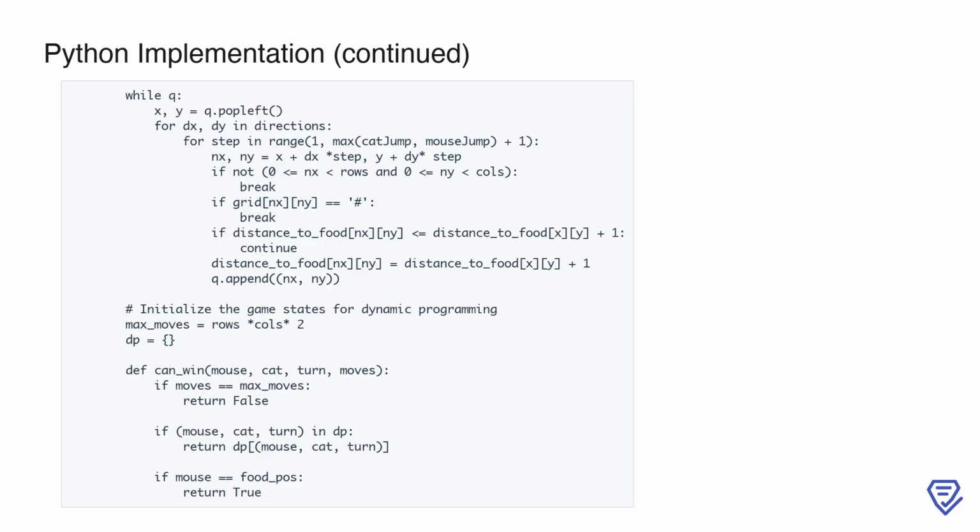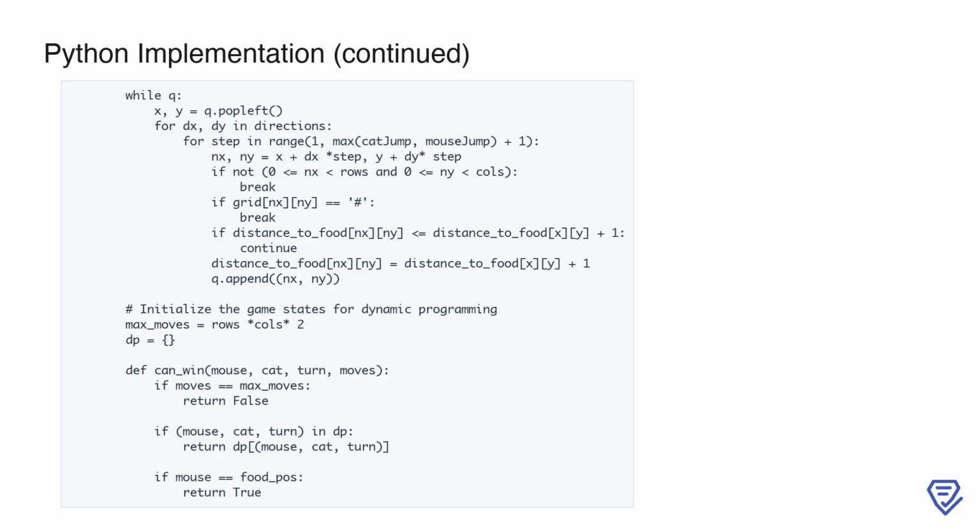Next, we initialize the dynamic programming (DP) approach to evaluate game states. The maximum number of moves is derived from the grid size, and we use a dictionary to memoize results. The can_win function is then defined to recursively determine if the mouse can win from a given state.